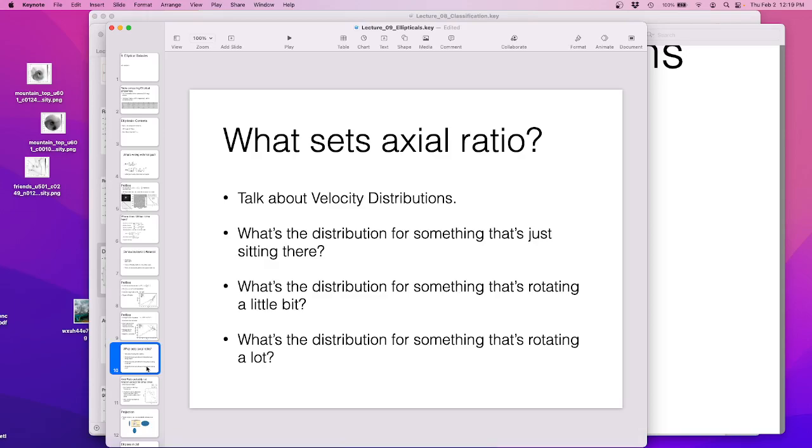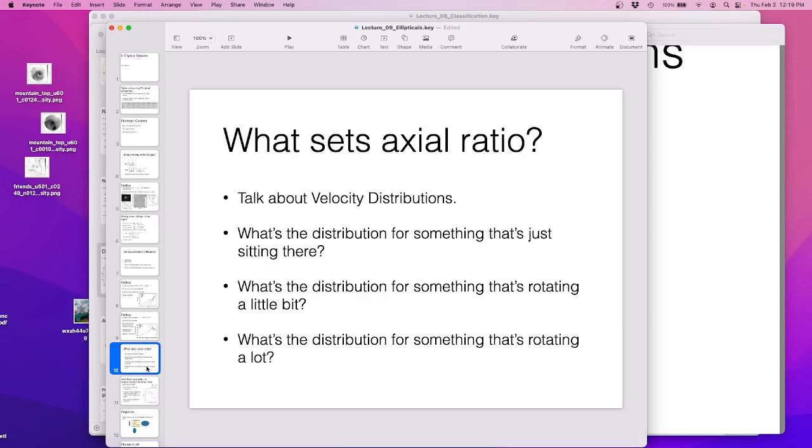One answer, part of the answer, is projection effects. If I have a football and I look at it along the short end, it's going to look round, and if I look at it along the long end, it's going to look like a football. So there's some projection effects that we can't get around, but if everything were actually round, then everything would look round. So clearly there's some elongation.